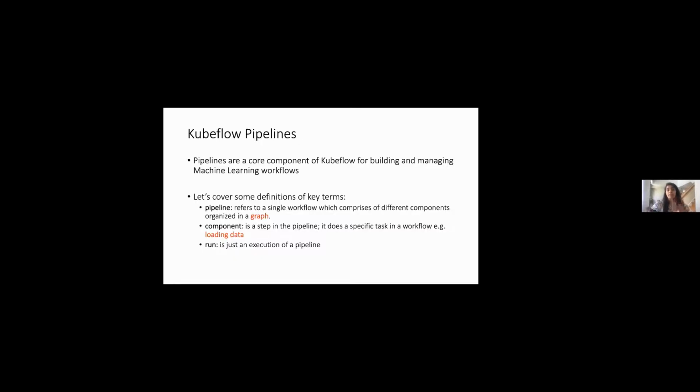So a pipeline refers to a single workflow which comprises different components, right? Think of a pipeline as your training job for your model, and each component is a step in the pipeline. Usually we do have steps in a pipeline, we just don't think of those as separate components.